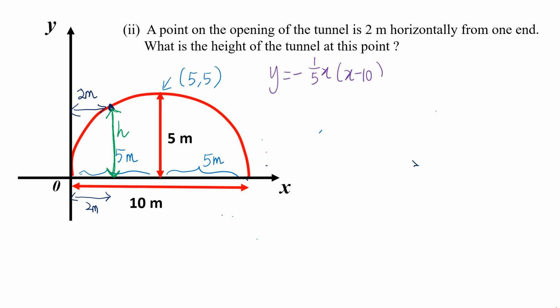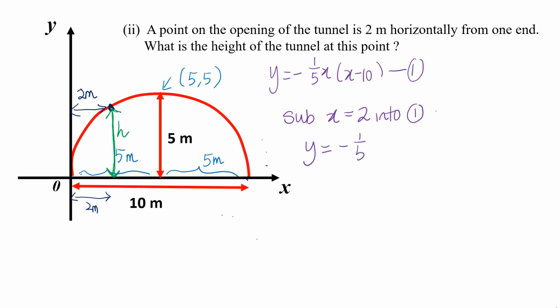Right. So if x represents the distance measured horizontally, all you need to do is just to substitute x equals 2 into your quadratic function, and let's see what you get. So y will represent the height of the tunnel, right? y represents the vertical distance, which is the height of the tunnel.